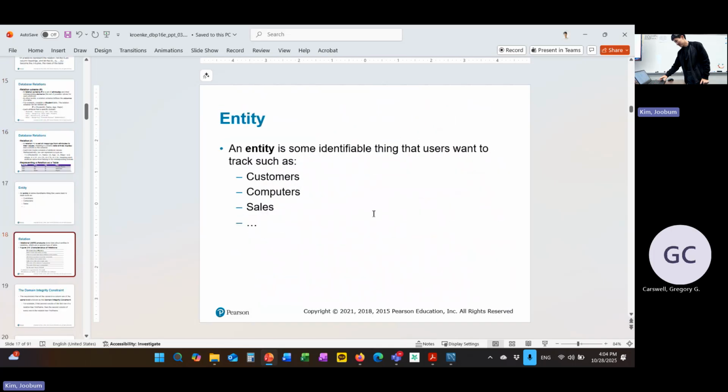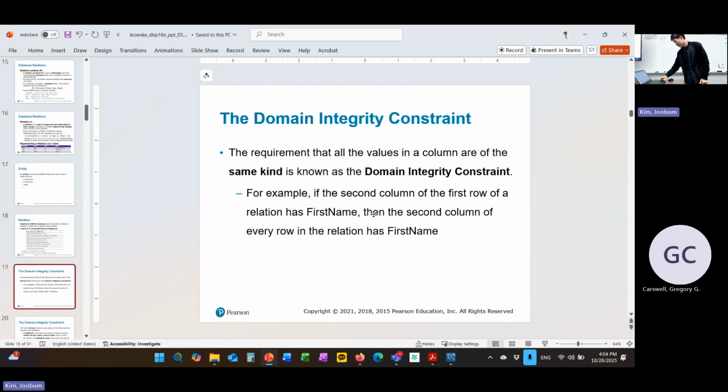Page 19. If you read this one, you can recall easily. Same kind of data: first name should be first name in all other rows, and last name, all rows should have the last name. That is the domain integrity constraint.